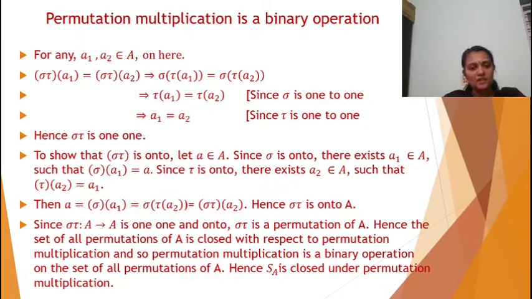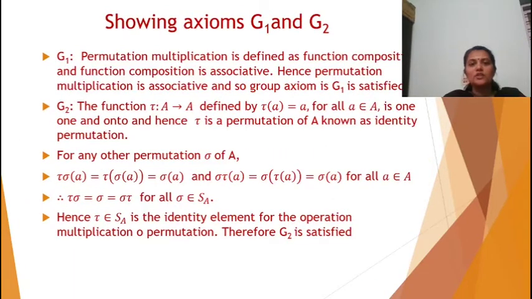Hence the set of all permutations of A is closed with respect to permutation multiplication, and so permutation multiplication is a binary operation on the set of all permutations of A. Hence SA is closed under permutation multiplication. Now we have to show G1. Permutation multiplication is a composition of functions, and we know that composition of functions is associative. Hence permutation multiplication is also associative. So group axiom G1 is satisfied.